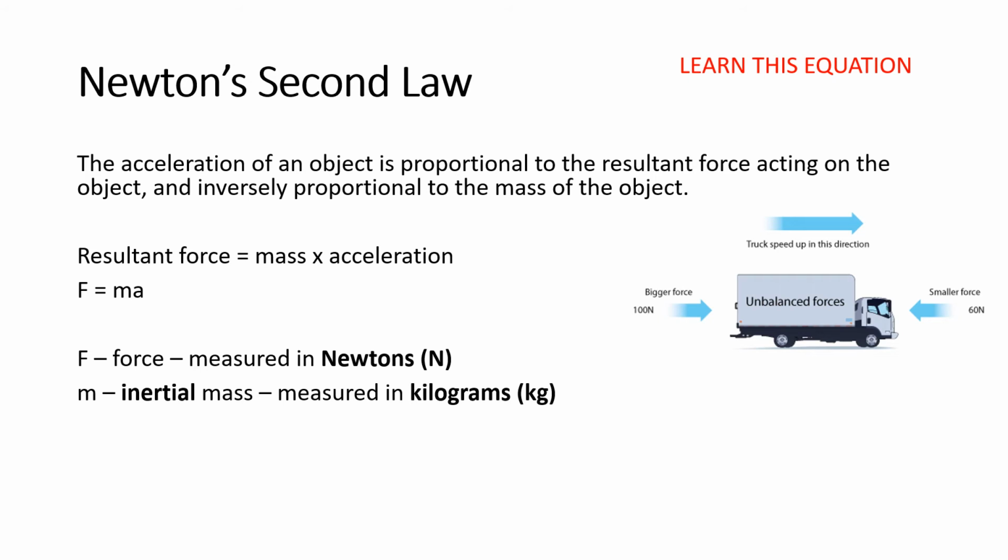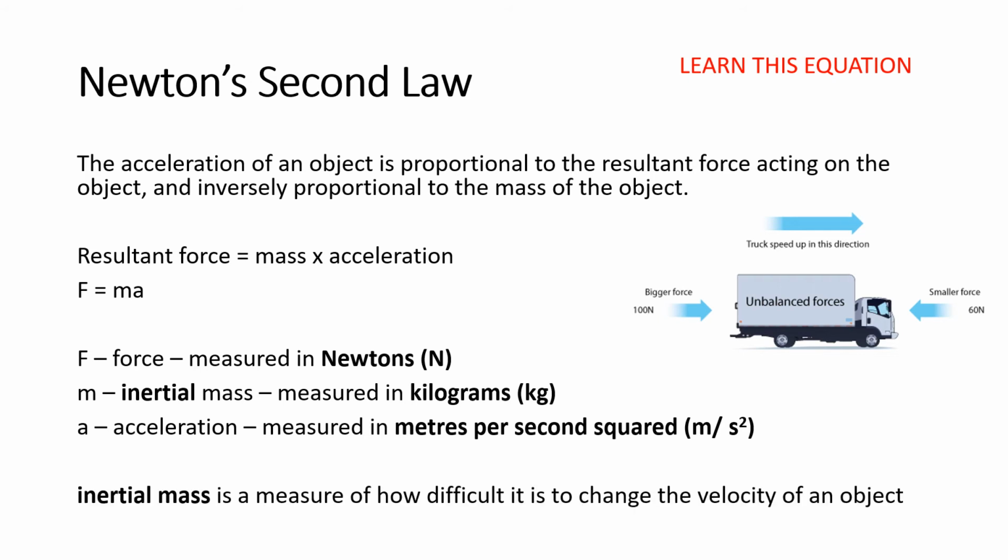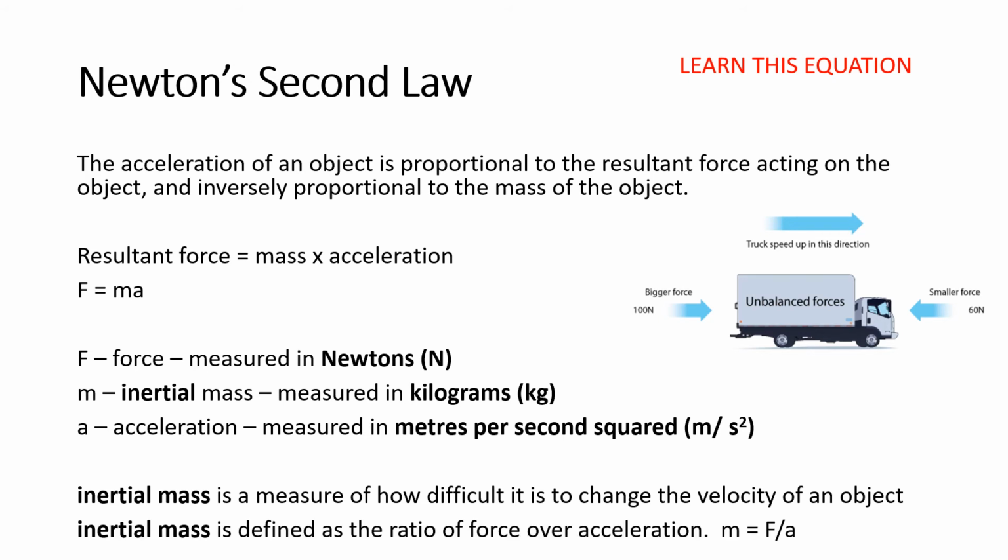Now the force is the resultant force measured in newtons. The mass is called the inertial mass, which is measured in kilograms. And a is the acceleration, again measured in meters per second squared. You must learn this equation. Inertial mass is the measure of how difficult it is to change the velocity of an object, and it is defined as the ratio of force over acceleration.